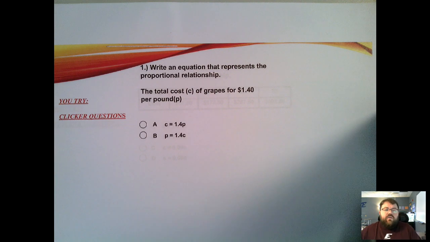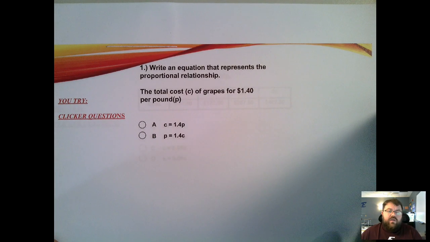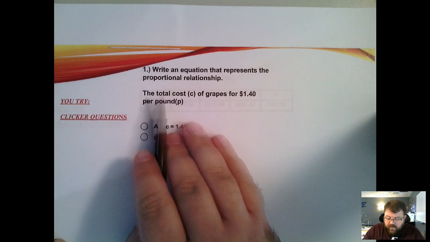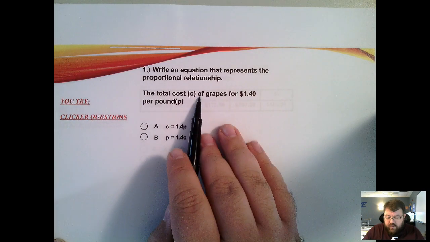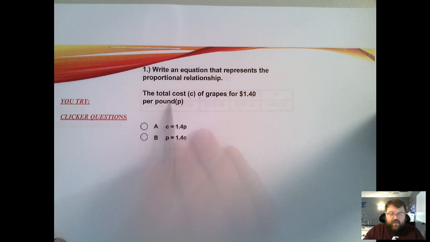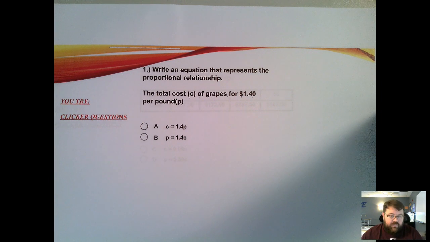Okay. For this one, write an equation that represents the proportional relationship. The total cost C of grapes is $1.40 per pound. Okay? Now think about that for a second.